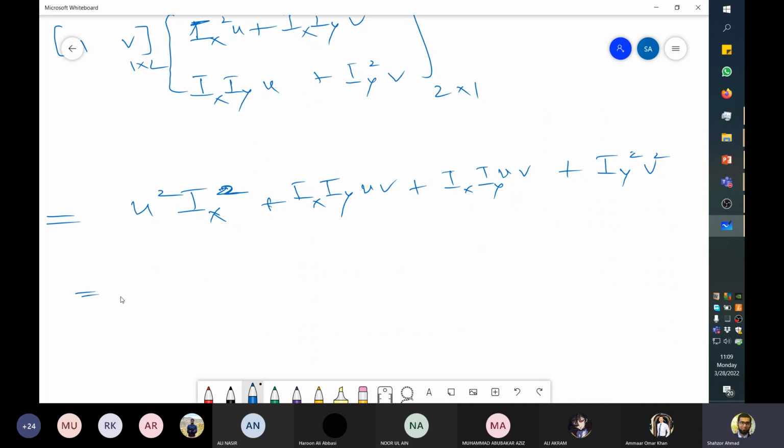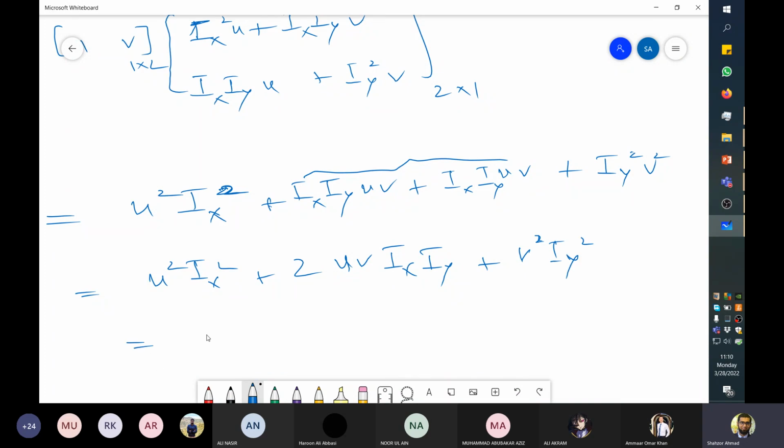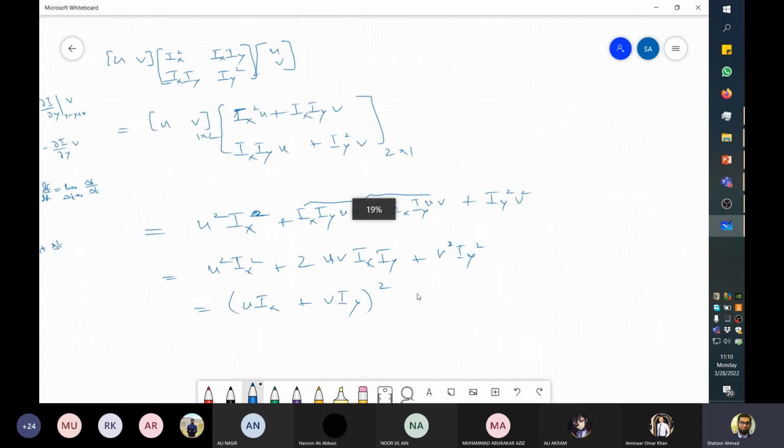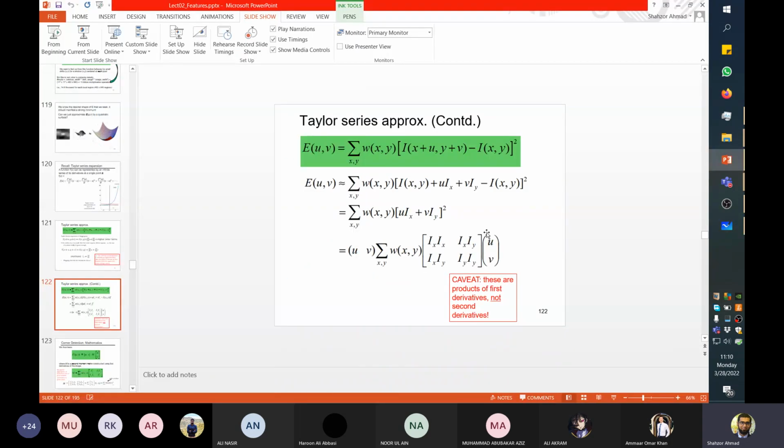So this is what we have, and this is the same as, we will combine these two terms. Okay, you get u square Ix square plus 2 times uv Ix Iy plus v square Iy square, which is the same as saying u Ix plus v Iy, the whole thing squared. Okay, so u Ix plus v Iy, the whole thing squared, which is the same as this.